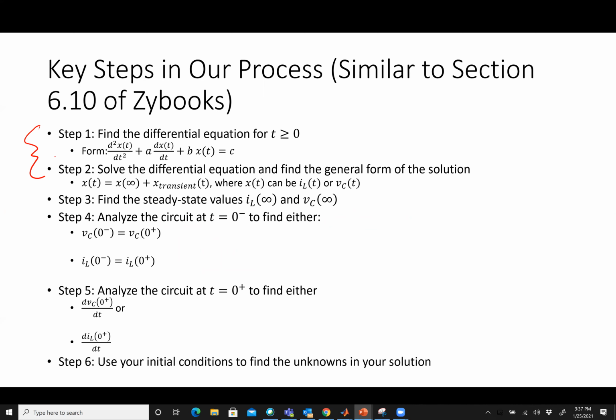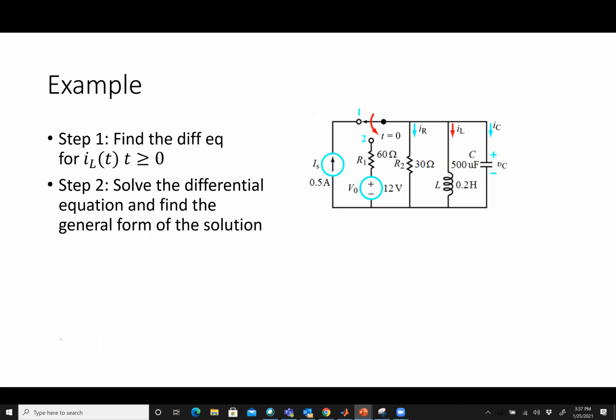Then we're going to talk through the rest of these steps, and then go through a lot more examples to get ourselves used to how to deal with these things. So let's take a little bit of an example here. Let's try to take a stab at this in the time we've got left. I want to find the differential equation in this case for I_L of t for t greater than or equal to 0, and then I want to try to solve that.